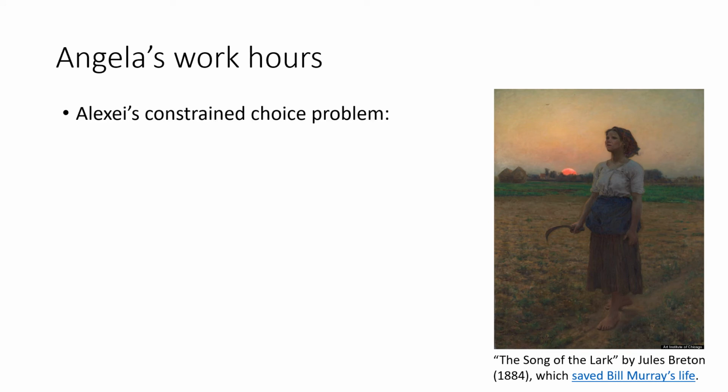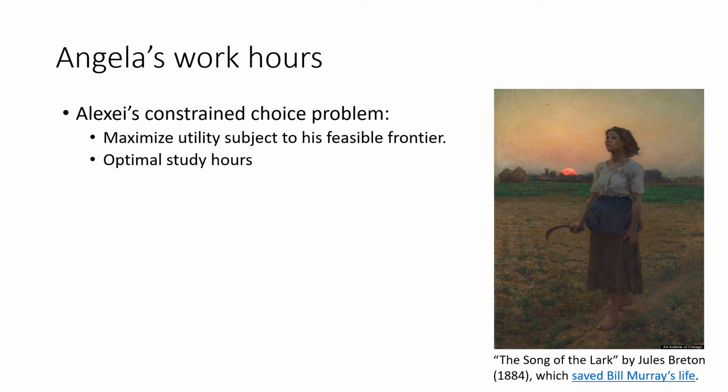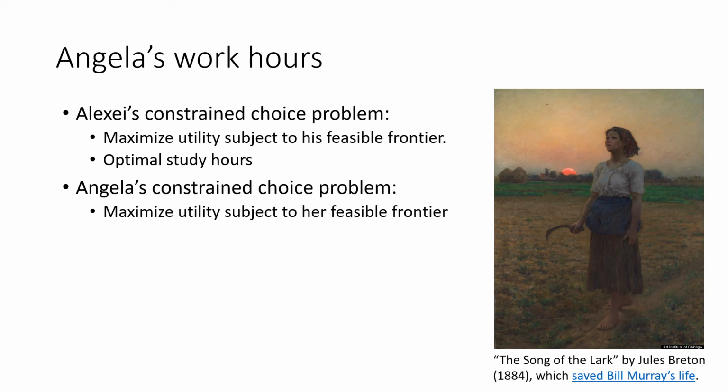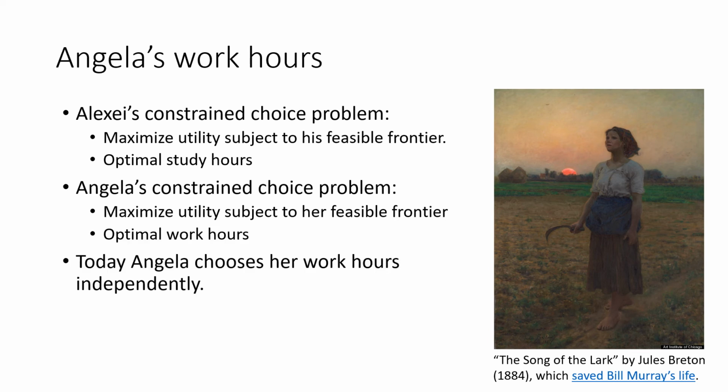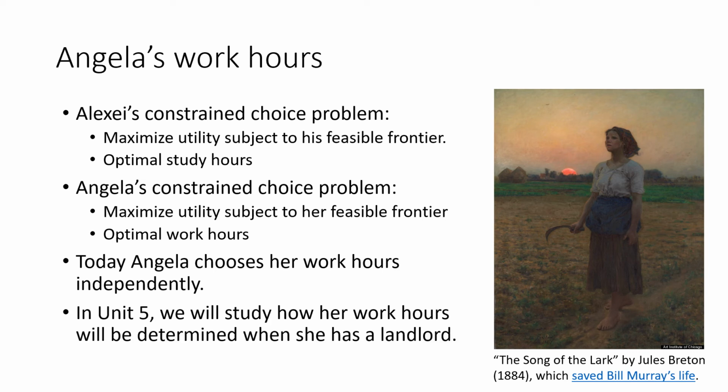Angela's work hours. Alexei's constrained choice problem maximizes utility subject to his feasible frontier. Optimal study hours are chosen. Angela's constrained choice problem is where maximizing utility subject to her feasible frontier occurs, and optimal work hours are also chosen. Today, Angela chooses her work hours independently, but in Unit 5, we will study how her work hours will be determined when she has a landlord.